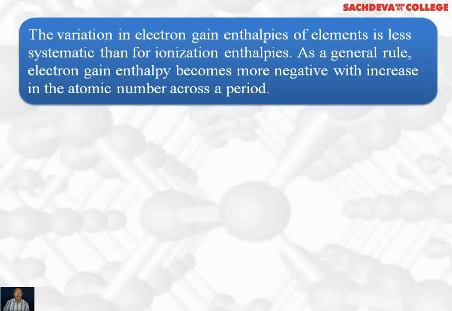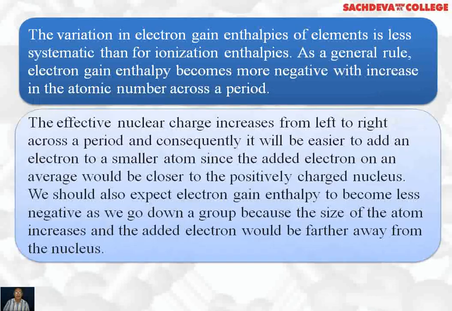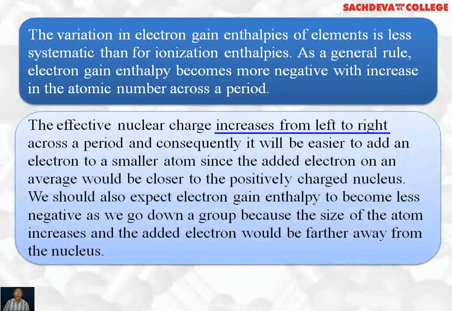As a general rule, electron gain enthalpy becomes more negative with the increase in atomic number across a period. The effective nuclear charge increases from left to right across a period, and consequently it will be easier to add an electron to a smaller atom, since the added electron on an average would be closer to the positively charged nucleus and feel more force of attraction.